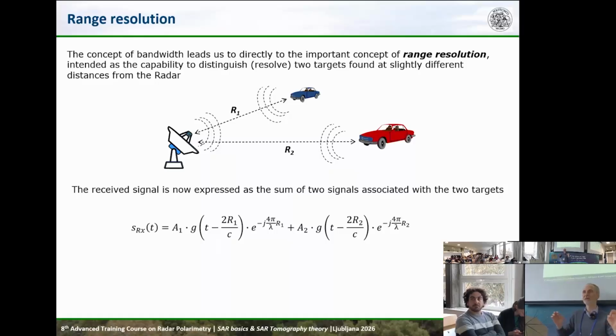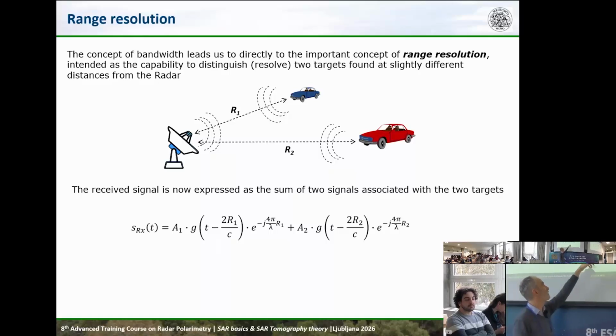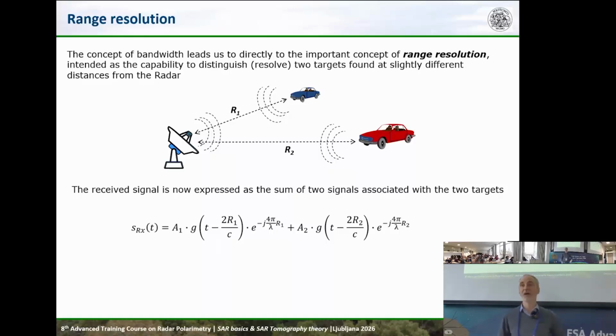So you can reliably accept that if you have two targets, the signal that you receive is the sum of the individual signals from any of those two targets. So in this case, we have the signal from the first car and the signal from the second car. They are just summed.